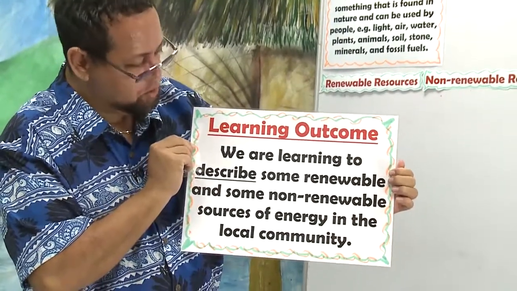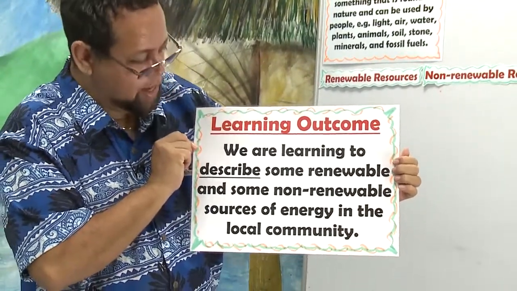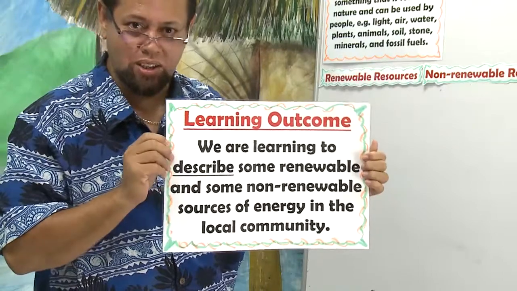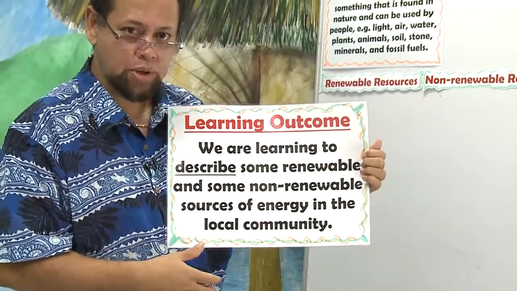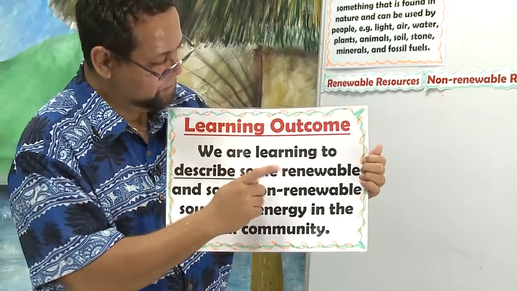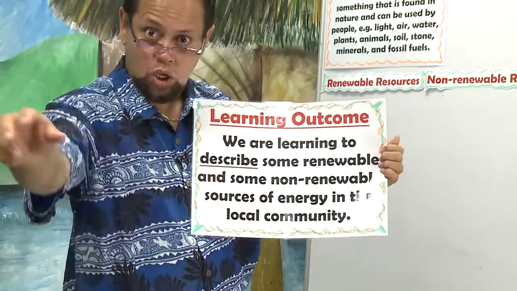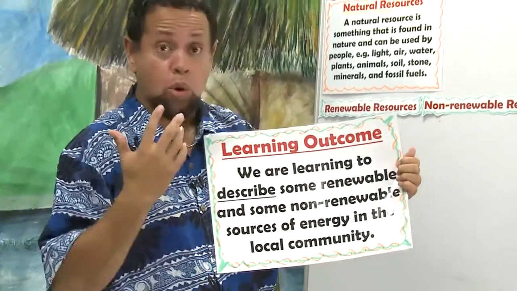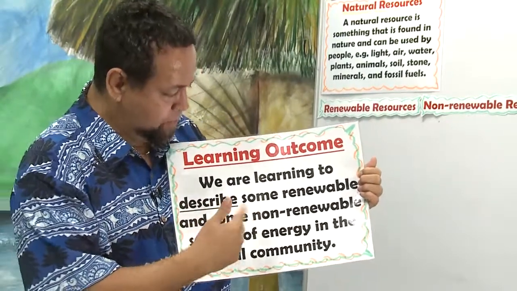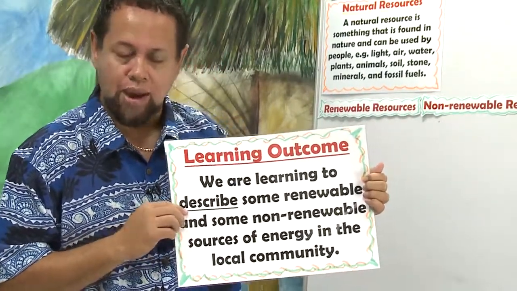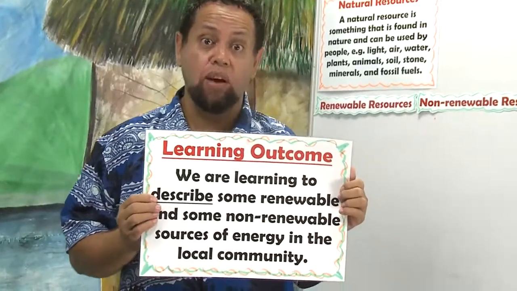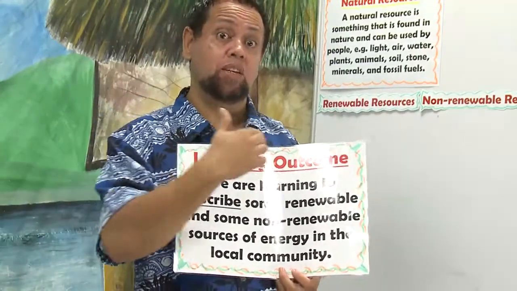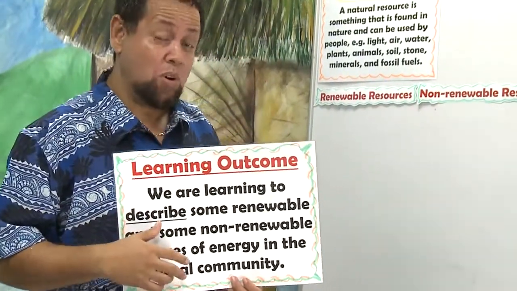We are learning to describe some renewable and some non-renewable sources of energy in the local community. What's the key word here? We are learning to describe. What are we going to describe? We are learning to describe some renewable sources of energy and some non-renewable sources of energy found in our local communities. Give an example of our local community: back in our villages, in our homes. That's where we're going to find them.